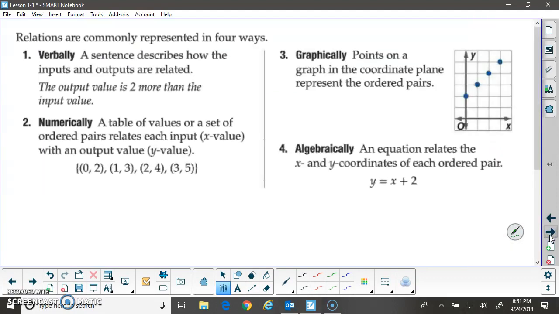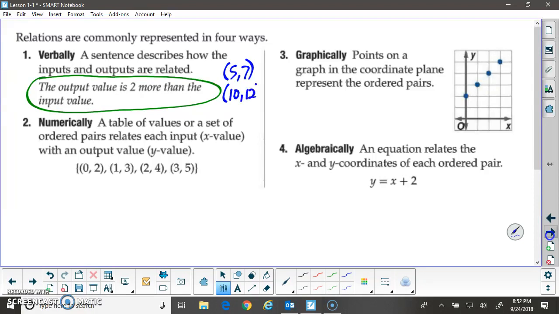So we're going to have functions represented 4 different ways. Number 1, verbally. You're going to be given a sentence. And here's an example of that. The output value is 2 more than the input value. So that's just a relationship. As an example, 5, 7. 10, 12. There'd be lots of coordinate points that would satisfy that particular function.